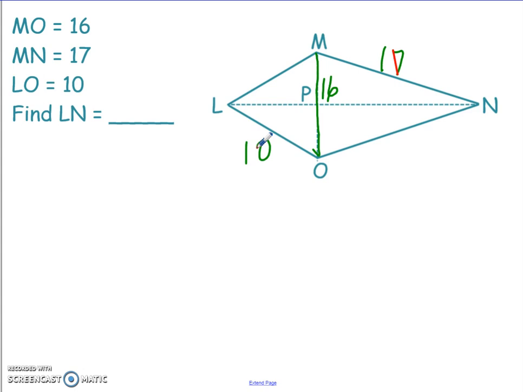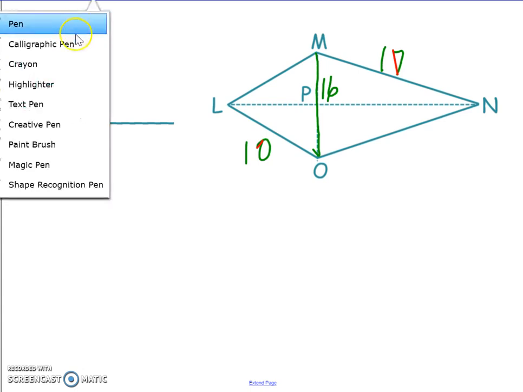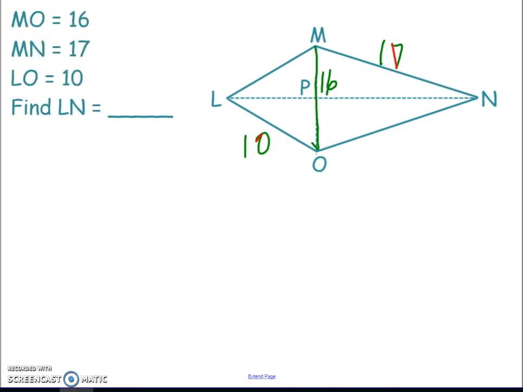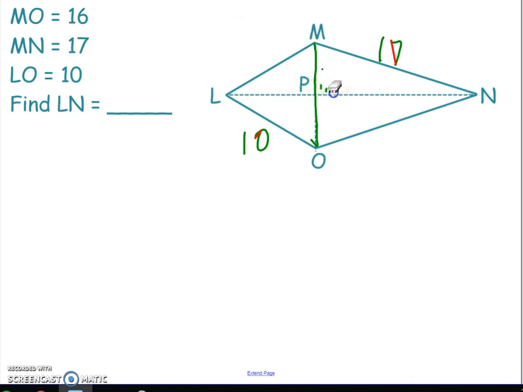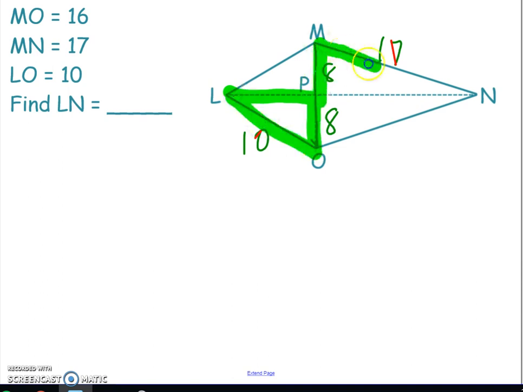So if this whole piece is 16, then we can do, where's my eraser? I'm going to change that so we have 8 and 8 so you can see the triangles. So if we're trying to find LN, we can do this triangle, and then we can do this triangle, and then you could add those pieces together.